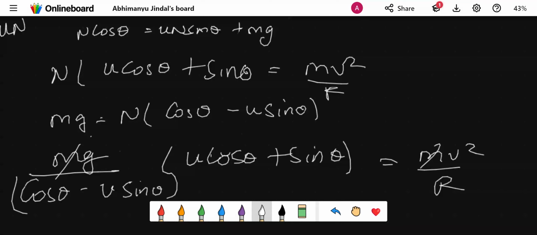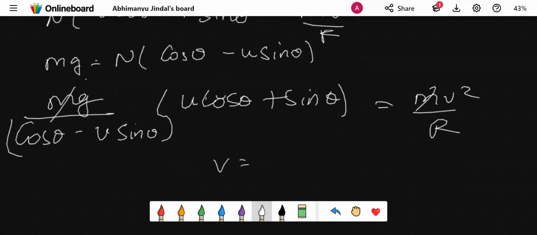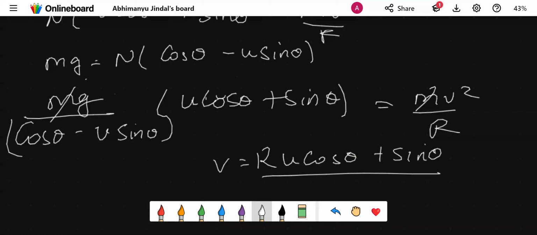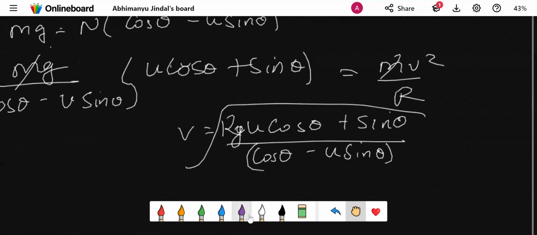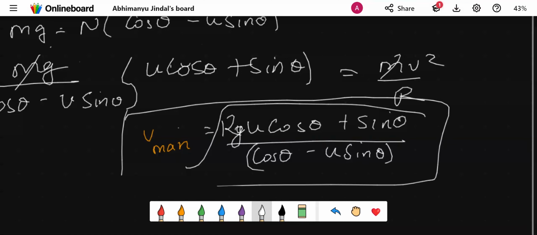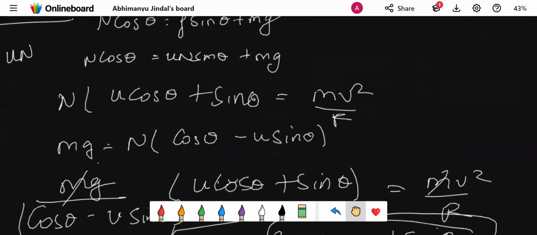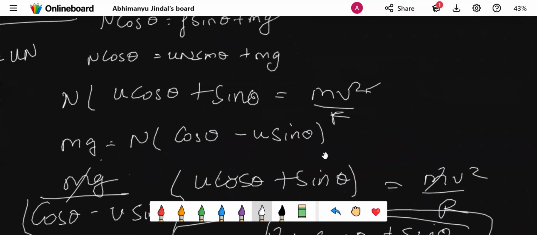Mass m is gone. So velocity equals the root of rg into mu cos theta plus sine theta, divided by cos theta minus mu sine theta. So this right here is the maximum velocity, which we have found after solving these two equations after balancing.